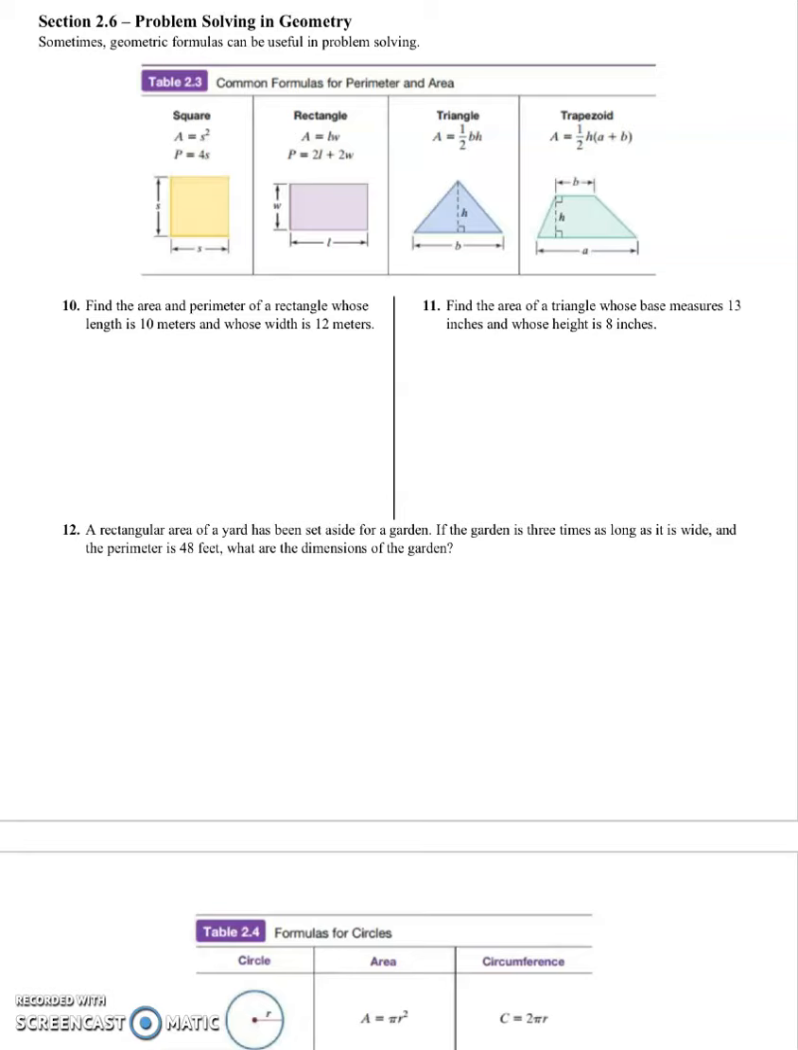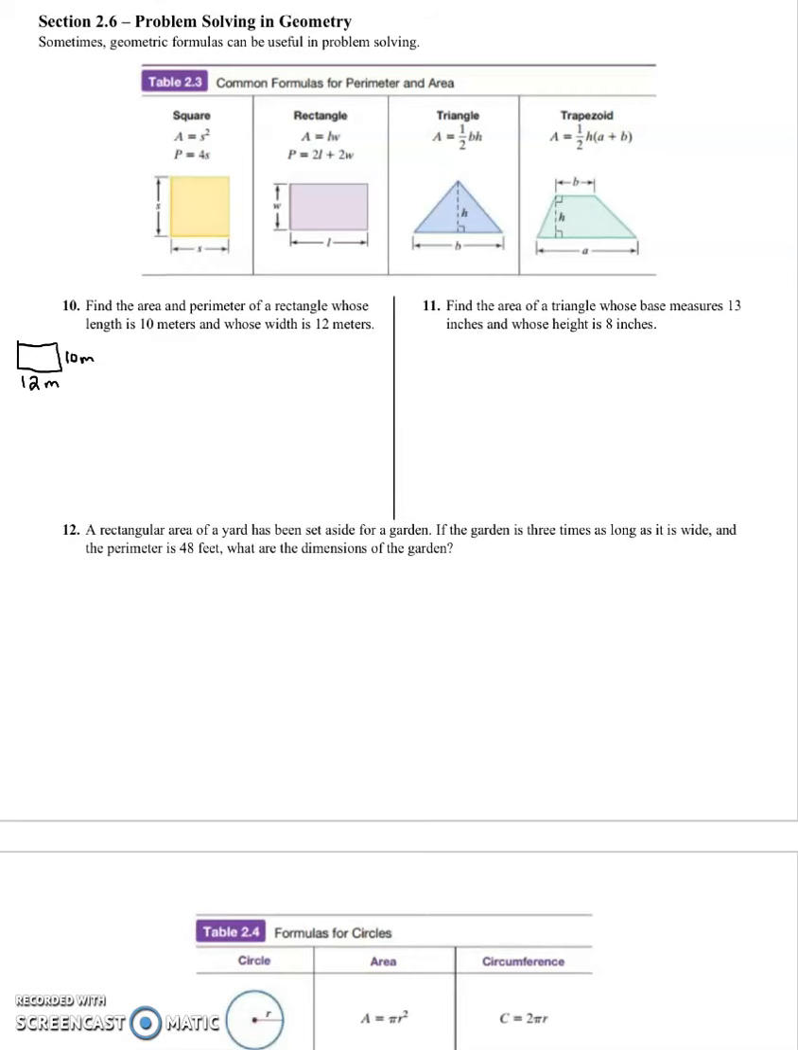So number 1 says, find the area and perimeter of a rectangle whose length is 10 meters and whose width is 12. So I always like to draw a little picture first. So my length is 10 meters. My width is 12 meters. It doesn't really matter which side you label which.